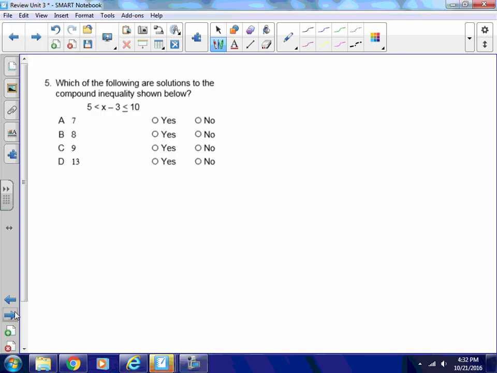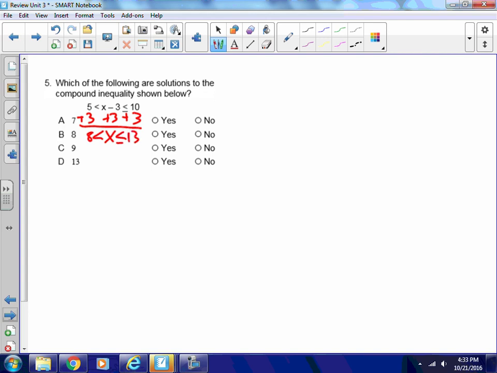Number 5, which of the following are solutions to the compound inequality shown below? Well, I really need to isolate x. I could add 3, and instead of adding 3 to both sides, I am now just adding 3 to all 3 sides. And when I do, 5 plus 3 is 8. I've got my x alone, and I've got a 13.